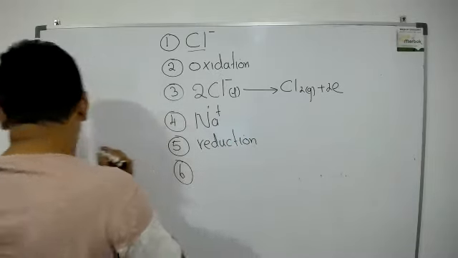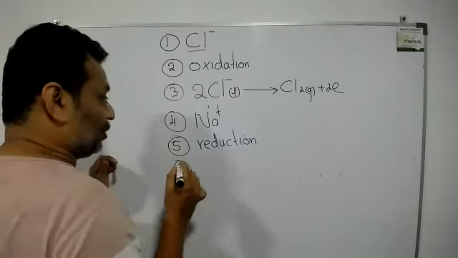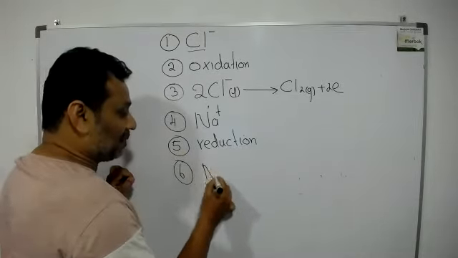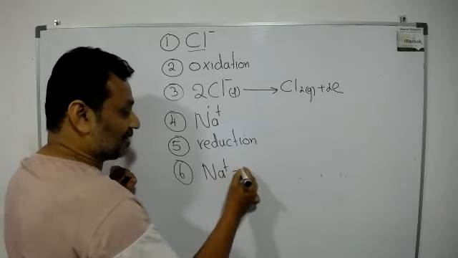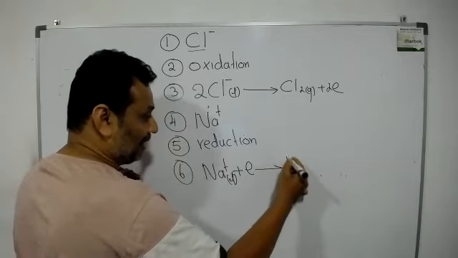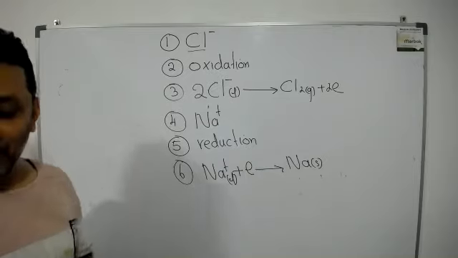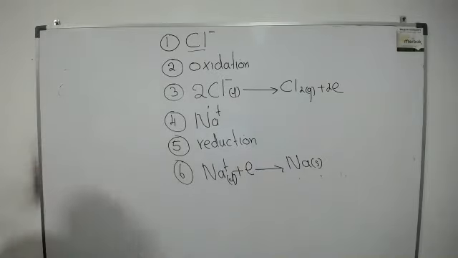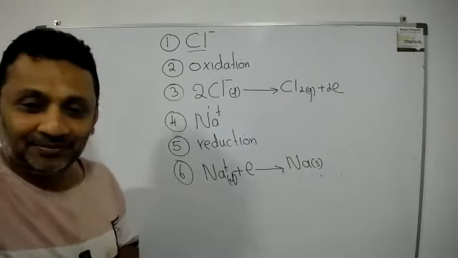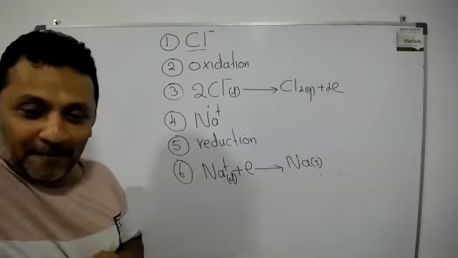Question number 6. State the reaction that takes place in the negative pole. Na plus liquid accepting one electron and making Na solid. Up to this one, are you clear? Have you made any mistakes? Everything is clear? Last thing I'm going to do, that's why I have stopped it here.